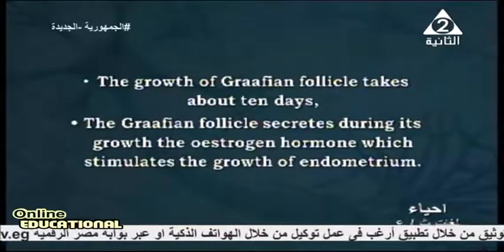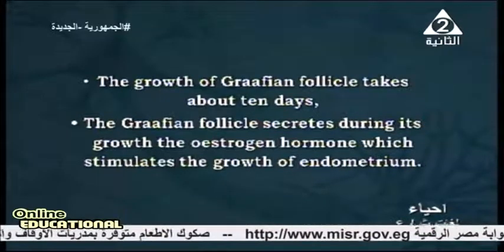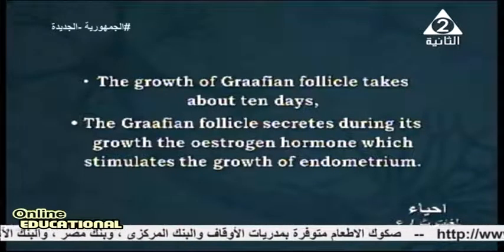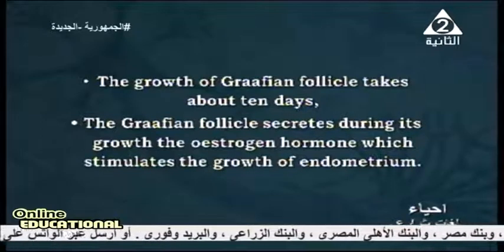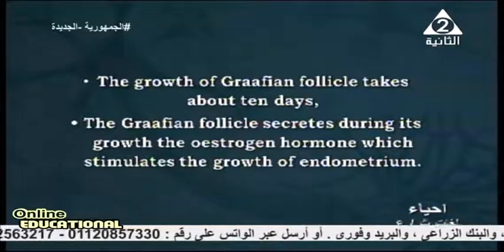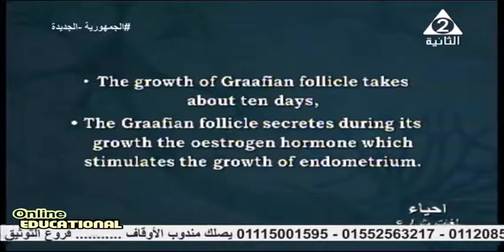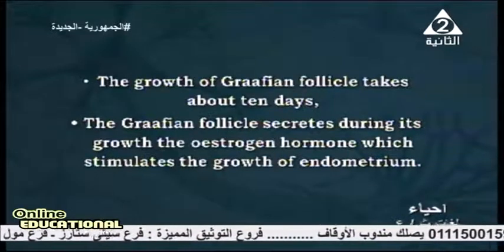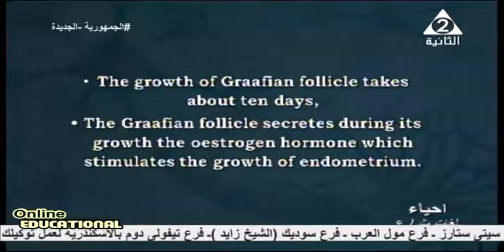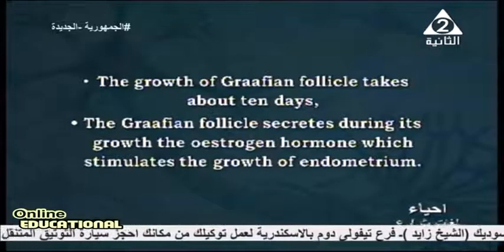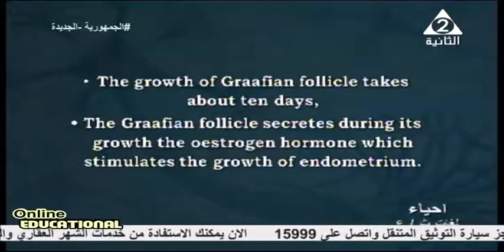The growth of the Graafian follicle takes 10 days. This is the first 10 days of the menstrual cycle, the first 10 of 28 for growth of the Graafian follicle. After that, the Graafian follicle secretes, during its growth, the estrogen hormone, which stimulates the growth of the endometrium. During the first 10 days, the estrogen hormone secretion increases, and this leads to thickness of the endometrium.